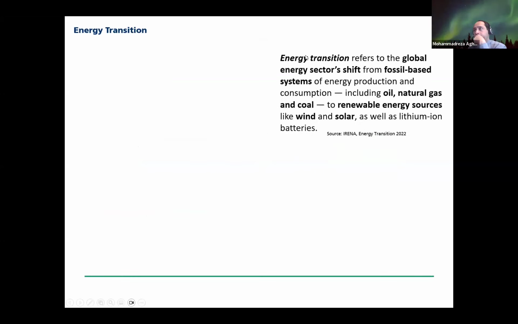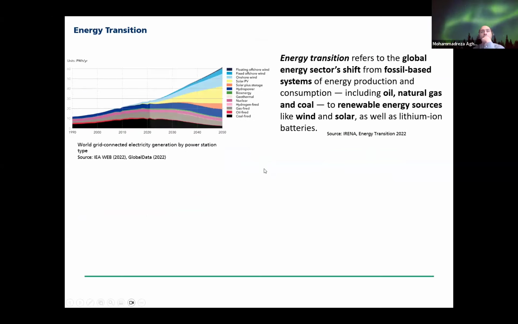So regarding the energy transition, as you know, energy transition refers to the global energy sector shift from fossil-based systems, not only for energy production but also for consumption. We are smoothly trying to move from fossil-based systems to renewable-based systems. You can see and observe the energy production by 2050, the middle of this century. As you can see, there is a lot of progress on the renewable side. So the movement is very clear here.